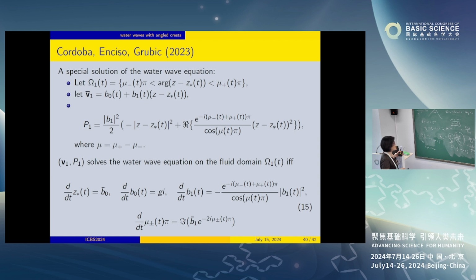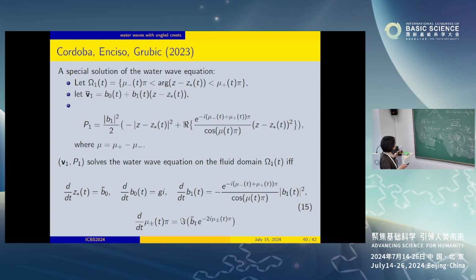Of course, they try to find a perturbation of this type. So their velocity is a linear term like this. The basic requirement is that B1 is not zero, because this means the derivative is not zero, plus some further perturbation. Here we just stop here. It turns out that this is a special solution of the water wave equation. So what is a special solution?